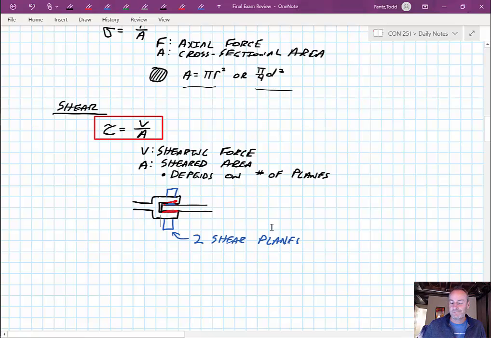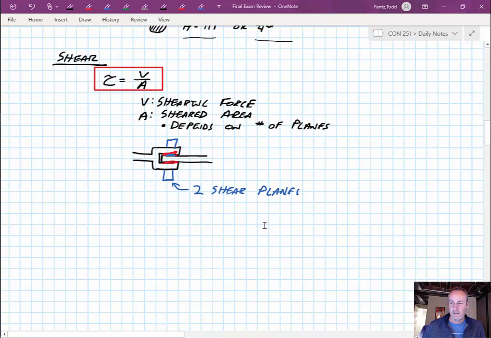So these questions are basically looking at sheared area and the number of shear planes. That's what you really have to focus on, right? And the shearing force is usually given in the problem in some type of way. After shear, the next type of stress that we looked at was torque.